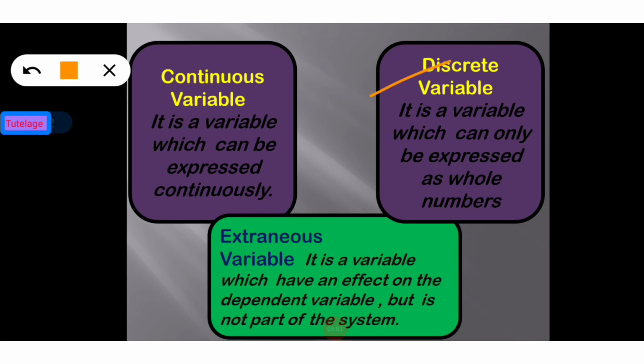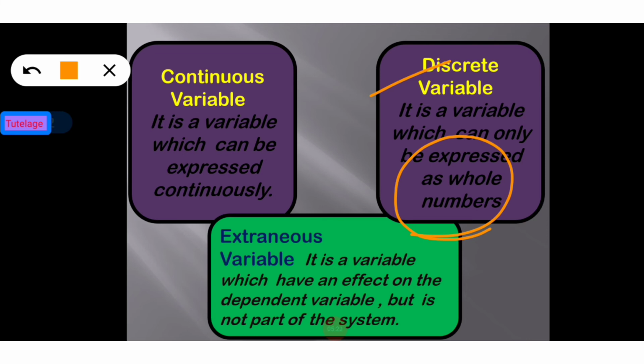A discrete variable is such a type of variable which can only be expressed as whole numbers, not in decimals as in the continuous variable. So those numbers can only be expressed as a whole number like 1, 2, 3, 4 and so on.